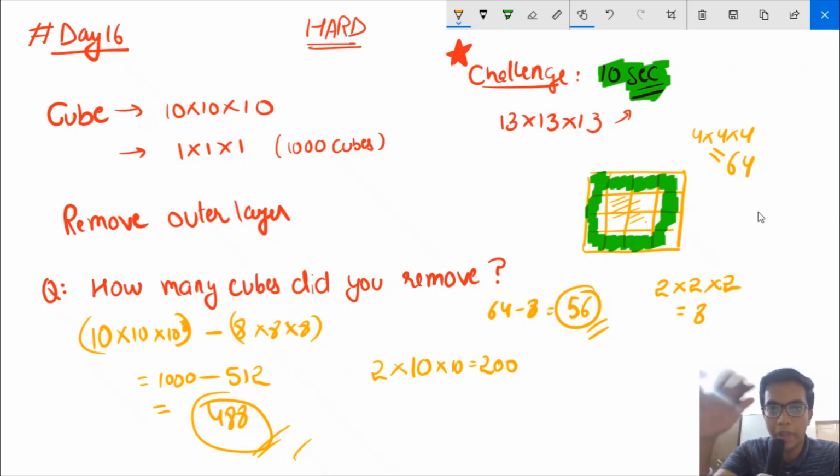ठीक है, ऊपर कितना बचा? ऊपर बचा 10 into 8. तो how many? 4 into 10 into 8. 4 into 10 into 8 है क्या? Yes, it's 4 into 10 into 8. So 320.